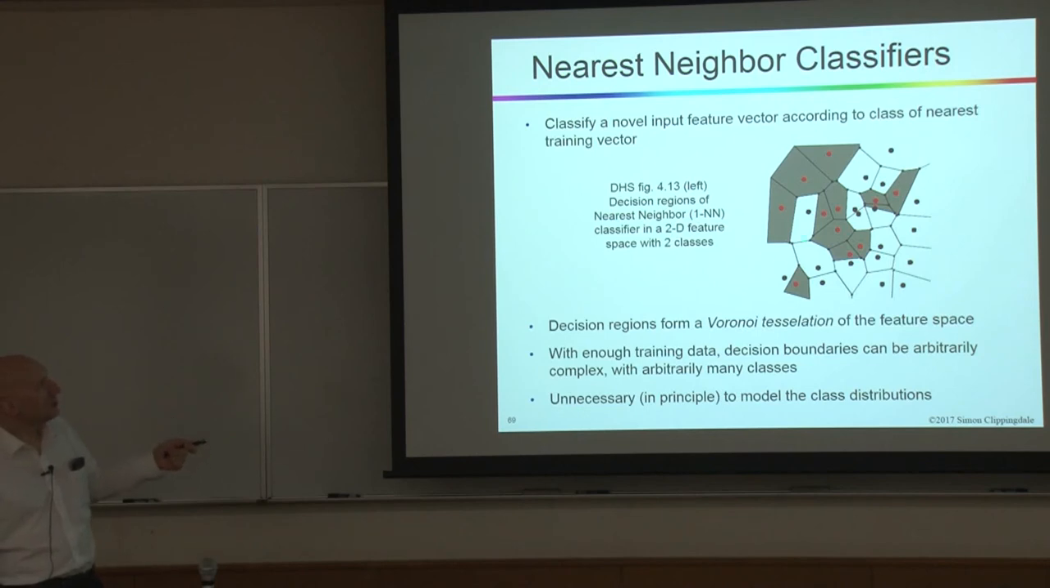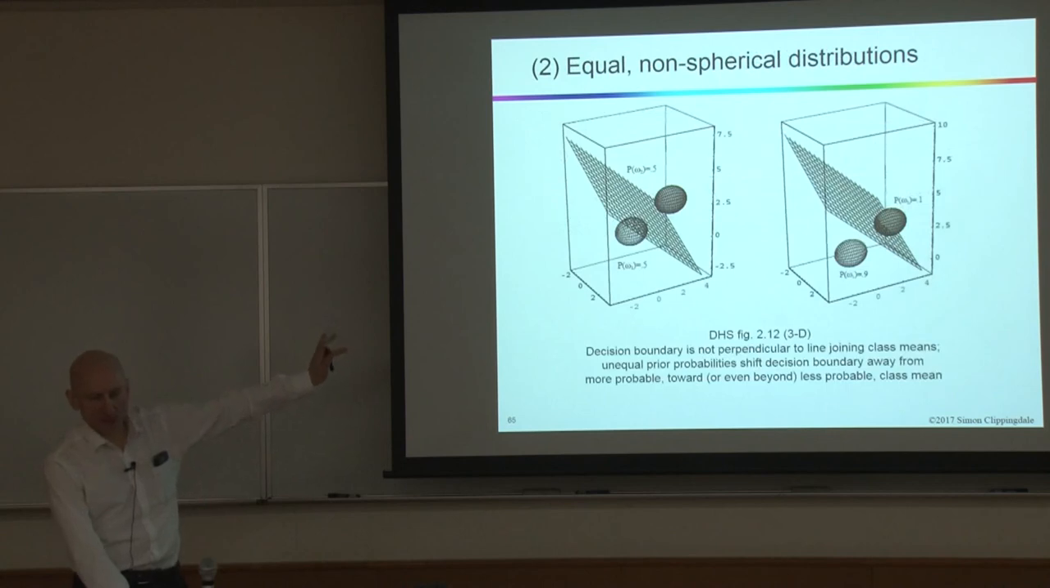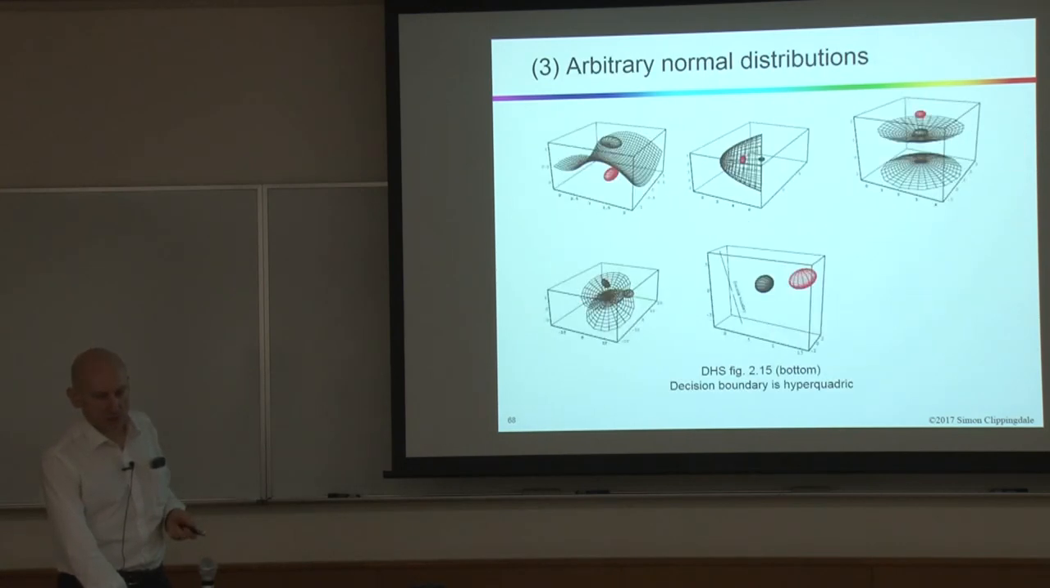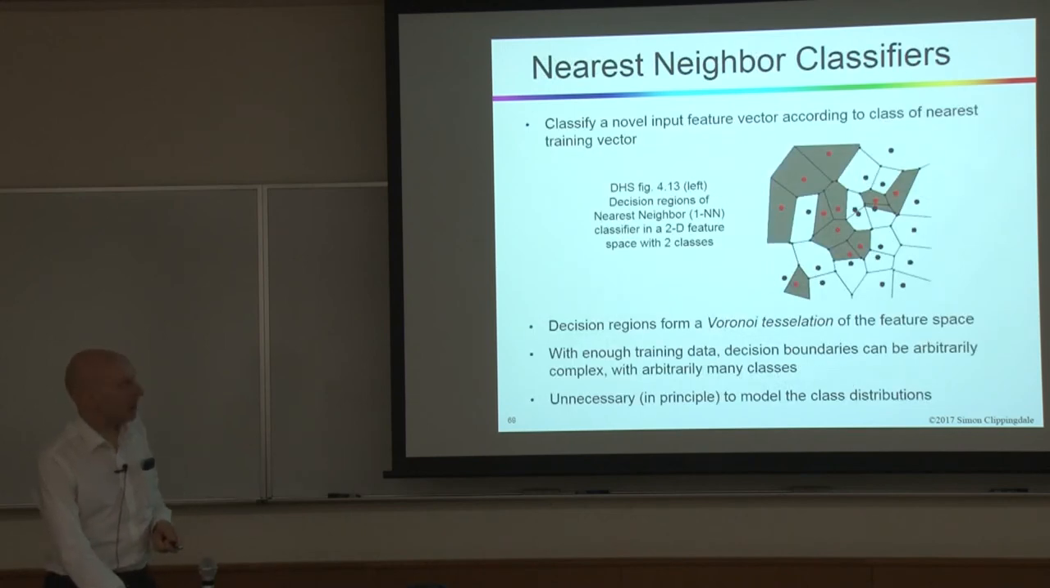So these are the decision regions, and they form a so-called Voronoi tessellation of the feature space here, where these decision boundaries are halfway between each pair of training examples. So with enough training data, these decision boundaries can get very complex, and you can have as many classes as you like. And in principle, there's no need to model the class distributions like we just did with all these Gaussians, where we were effectively using the distributions to determine the classifier. We don't have to do that, we can just base it on the data.